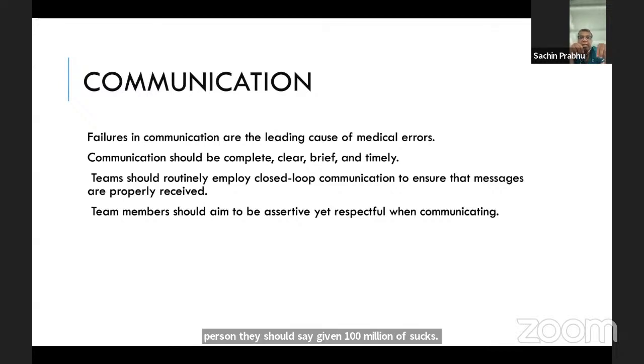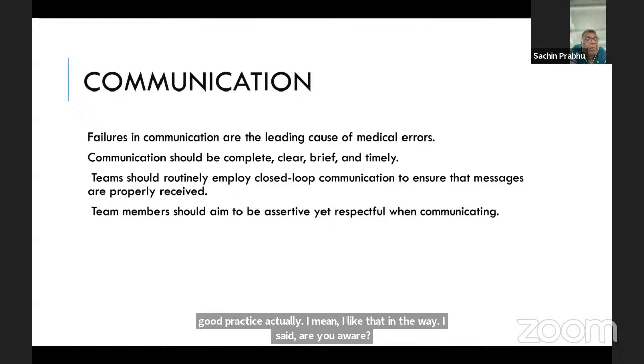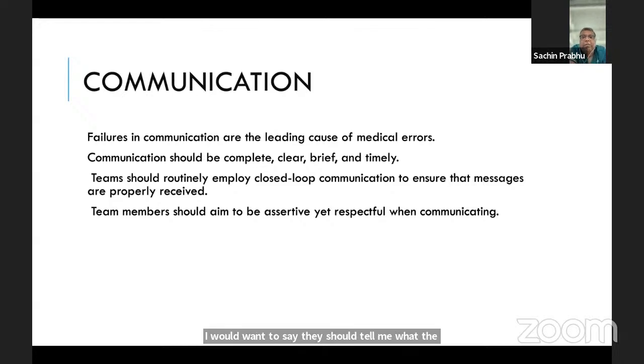Then the task is done and there's affirmation about the task. That's good practice actually. I like that in the airway scenario where I would want to say they should tell me what their epiglottis view is. Now we can see the video laryngoscope, obviously, but it's quite good to have that closed loop communication.